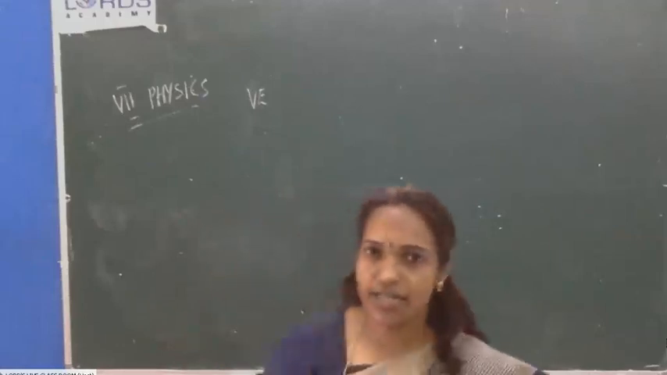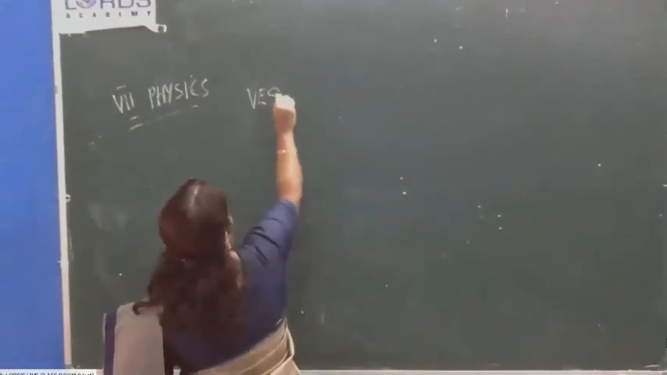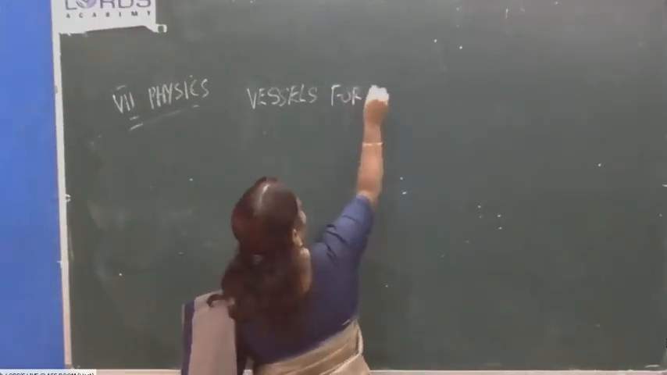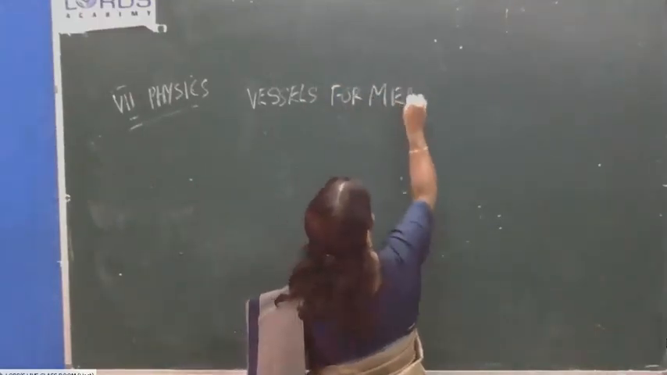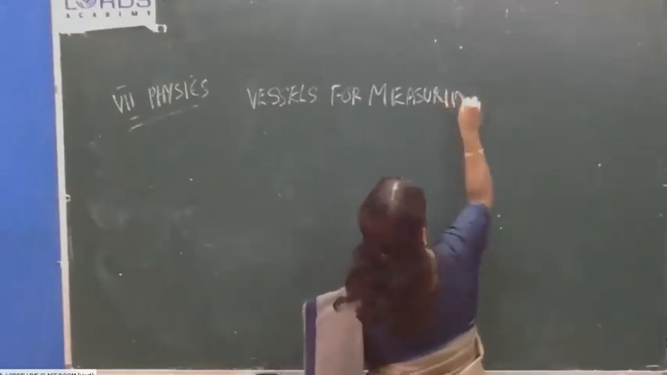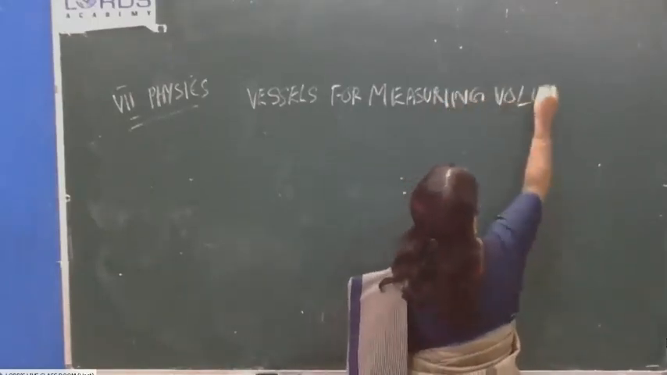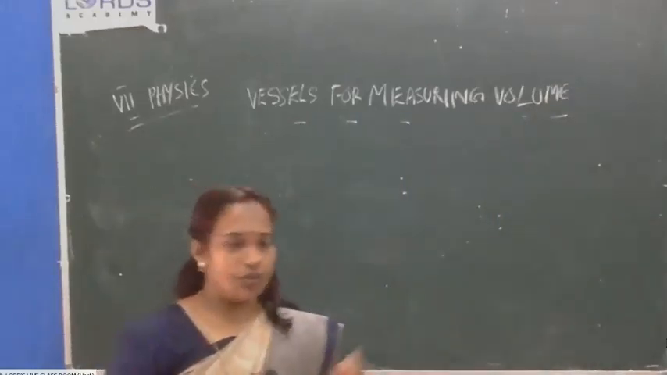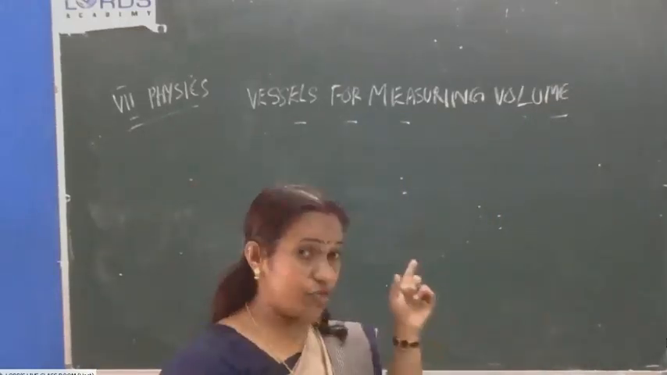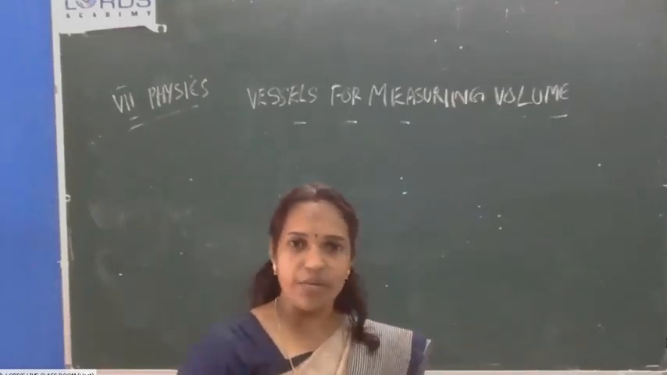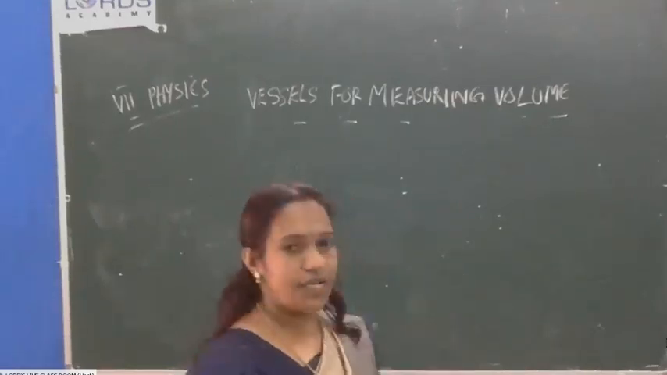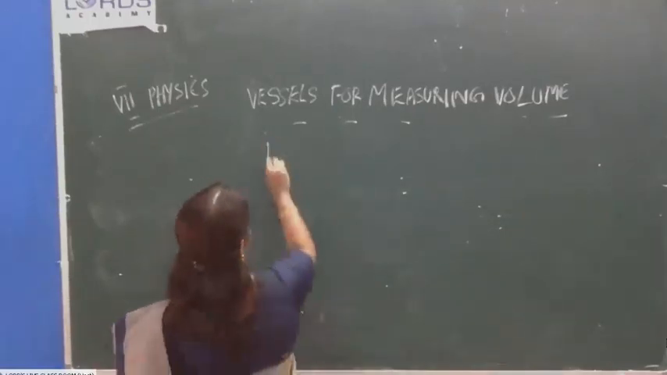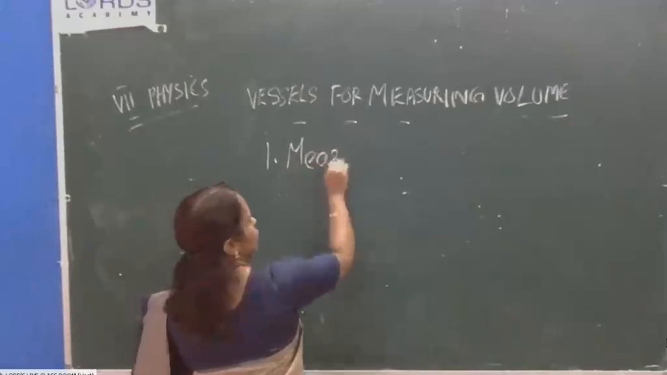We just studied this in 7th grade, isn't it? Vessels for measuring volume. Here also, if we have vessels to measure the volume, then only we can measure density, isn't it? Density is equal to mass by volume. So the first one is the measuring cylinder. We can go through it very fast.